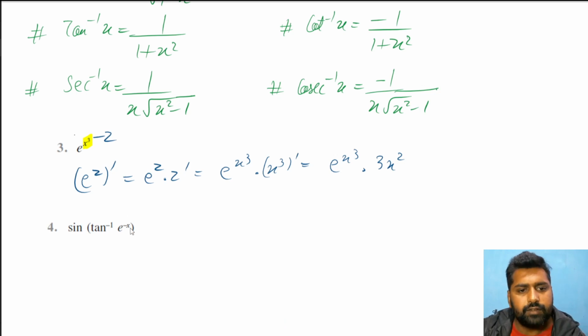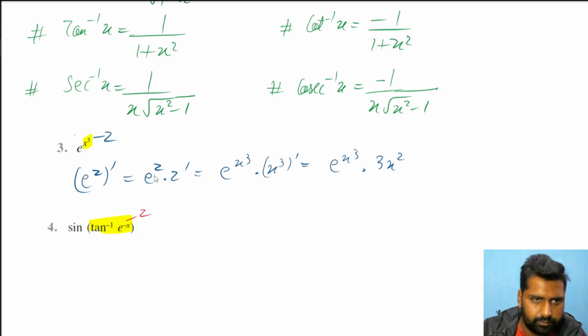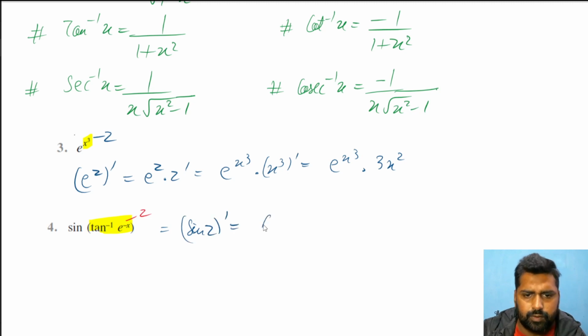Sine bracket tan inverse bracket e raised to power minus x. Okay, a lot of things. The first thing that comes is sine. Consider everything else to be your z. So what is the differentiation of sine z? Cos z into z dash.